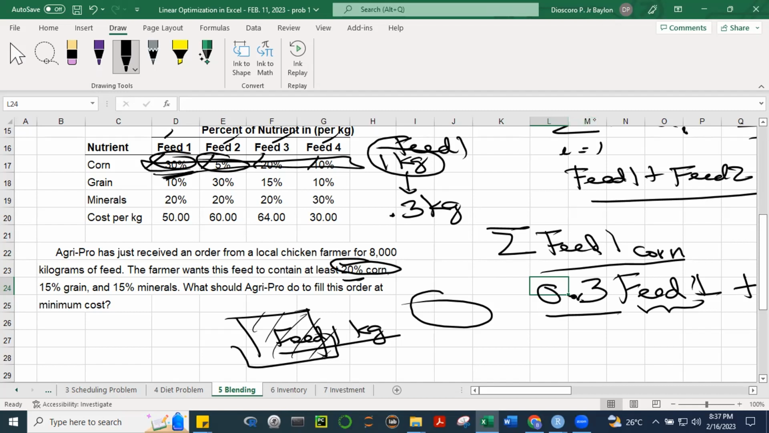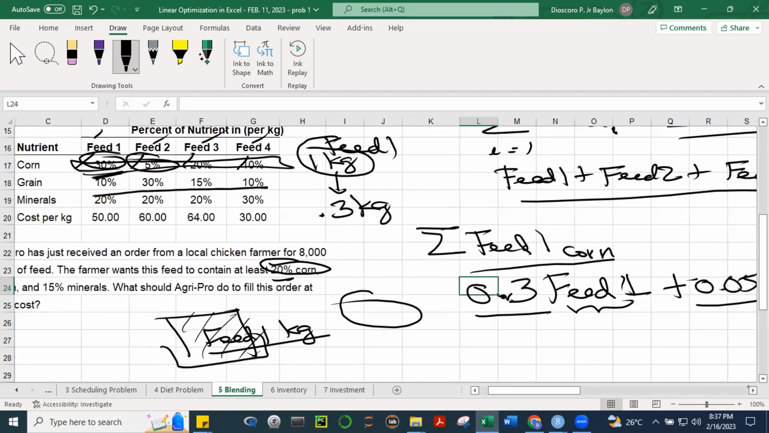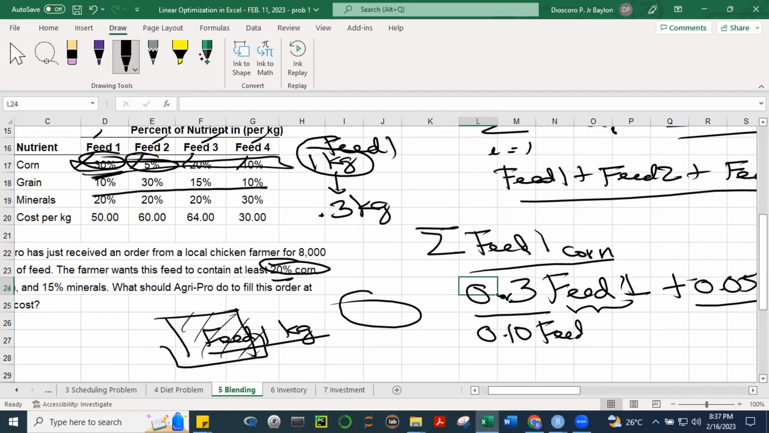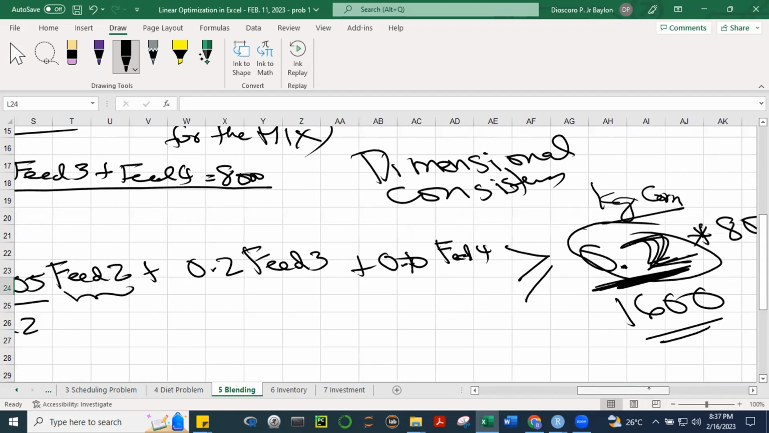Okay, and so we'll be able to create also our constraint for grain and minerals, right? So that will be just the same. So this should be 0.10 for the grain, 0.10 times feed 1 plus, let me just write in small letters, 0.3 times feed 2. And then what's the next one, class?